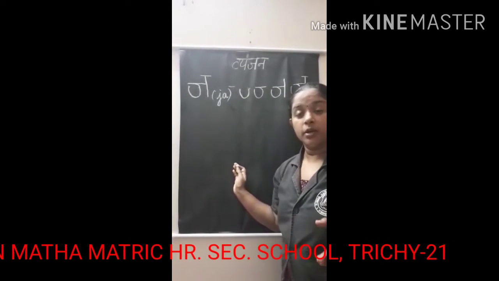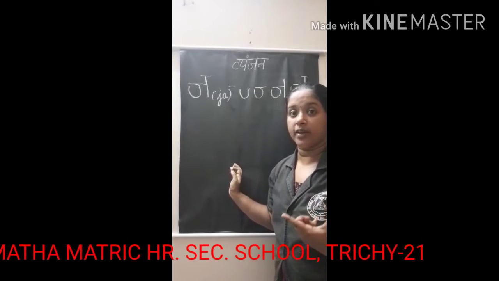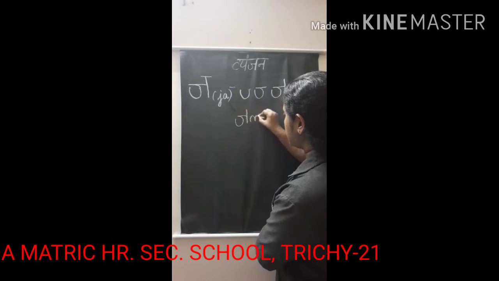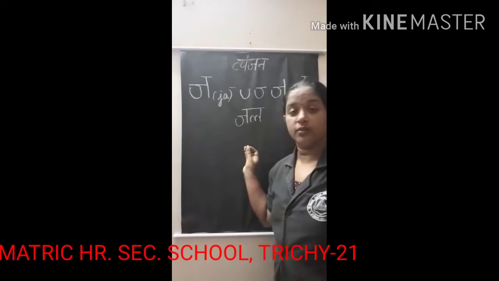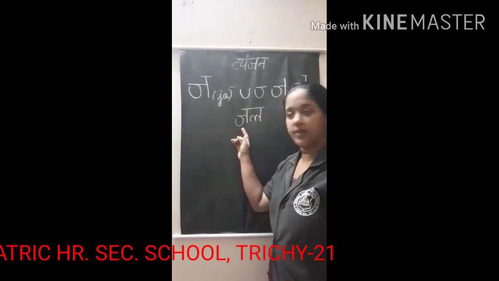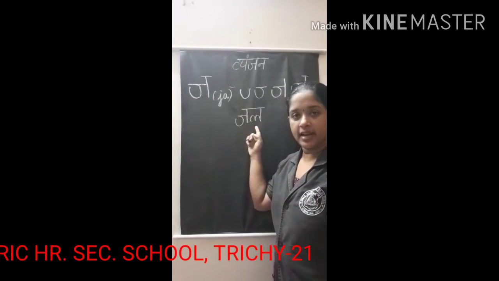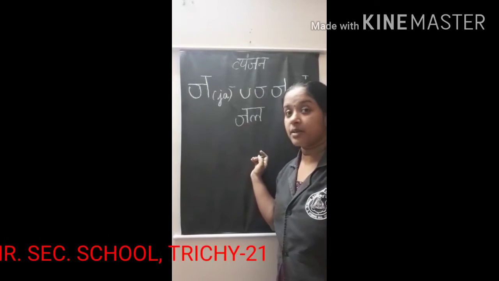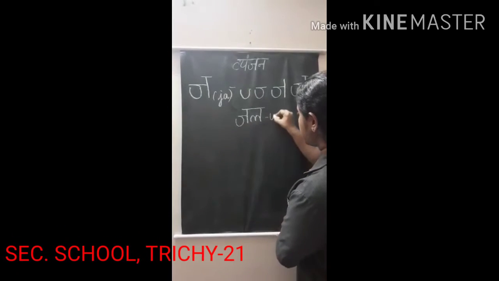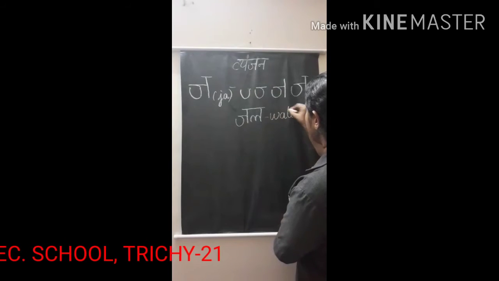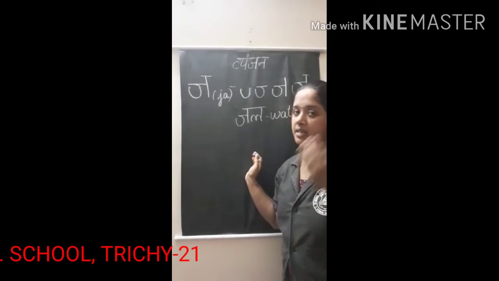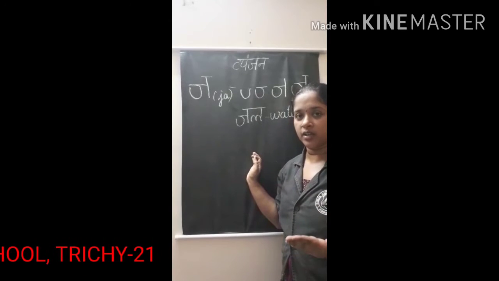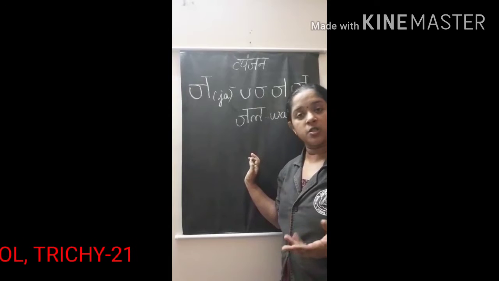Now let's see, by using the vyanjan ja, what small word we can write. We can write the word jala. This is the vyanjan ja and this is the vyanjan la. So ja, la, jala. Jala means water. Pani also we can say, which is a different word. Pani and jal all come under water.